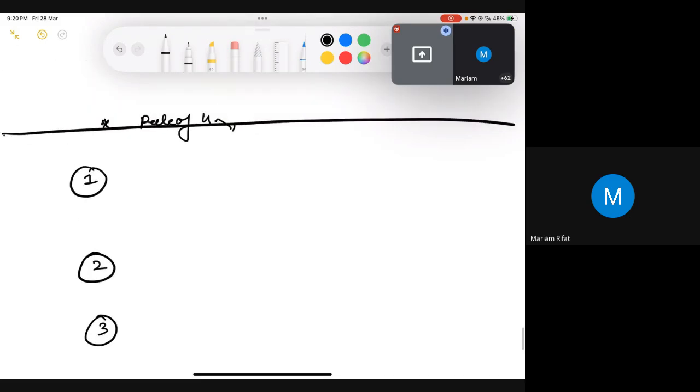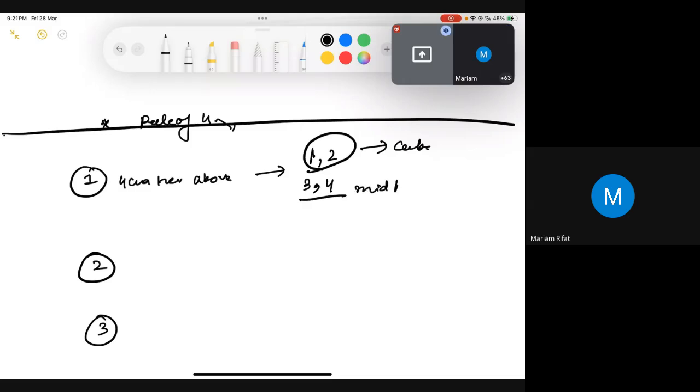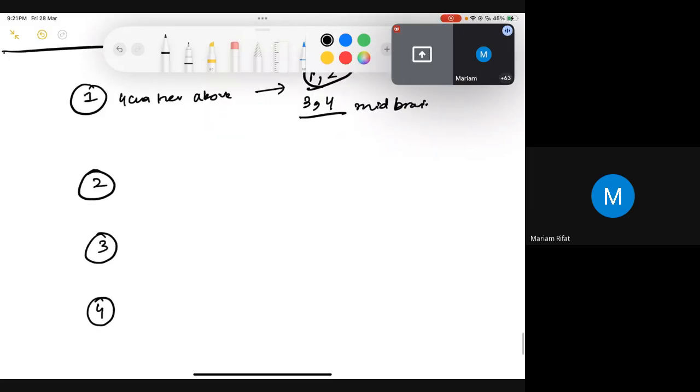What is our first rule? The first rule is that 4 cranial nerves are above the level of the pons. So we have 1 and 2 present in the cerebrum, and the 3rd and 4th in the midbrain.